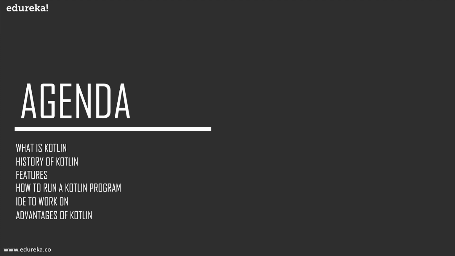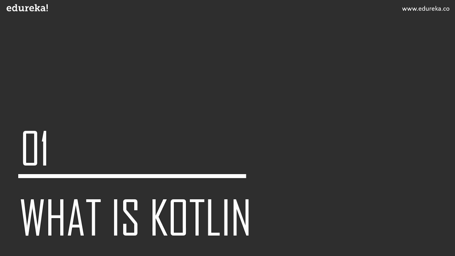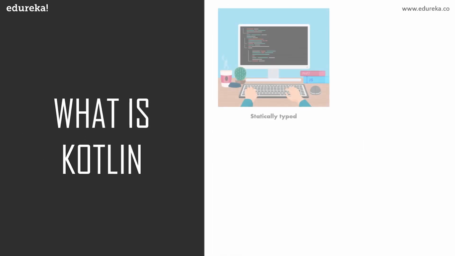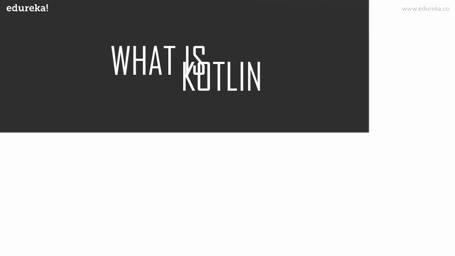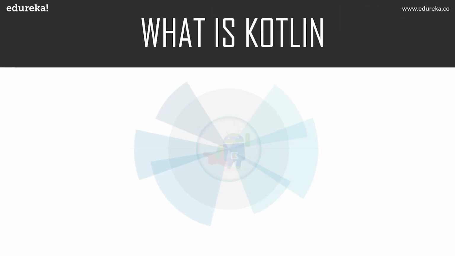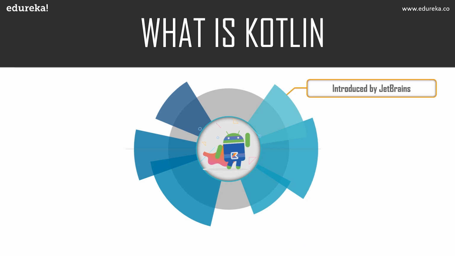I hope you found the agenda interesting, guys. Now, without wasting any further time, let's get straight into the module. First, let's understand what is Kotlin. Kotlin is a statically typed programming language that runs on the JVM and works across different platforms. Statically typed means the types are resolved during compilation.